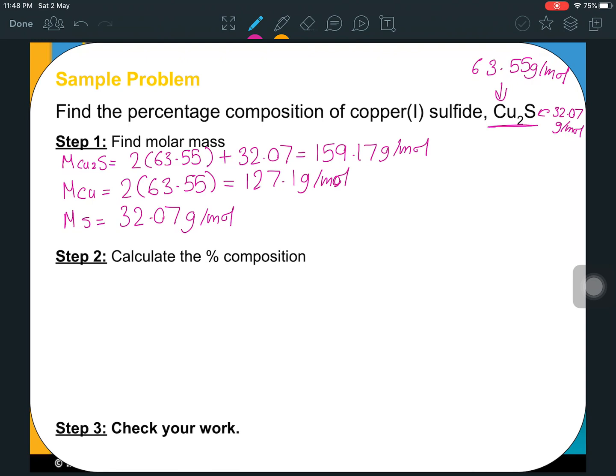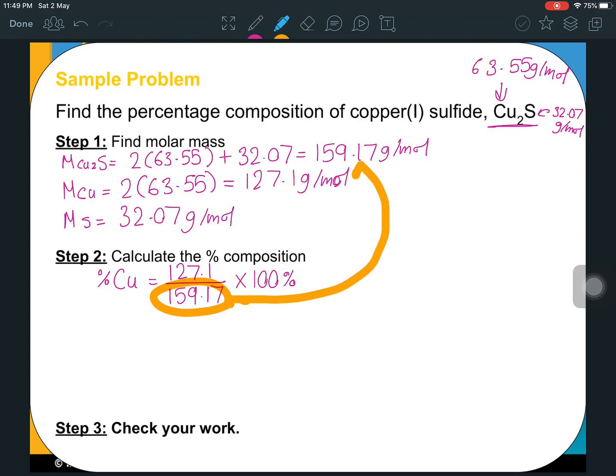All you have to do is divide it by the total number and multiply it by 100 to find the percentage composition. So let's say this is the percentage of copper. What I'm going to do is take the number 127.1 and divide it by 159.17 times 100%. As you guys can see, the 159 came from here and the 127 came from here. So this is the mass of copper and this is the total overall molar mass of the whole compound.